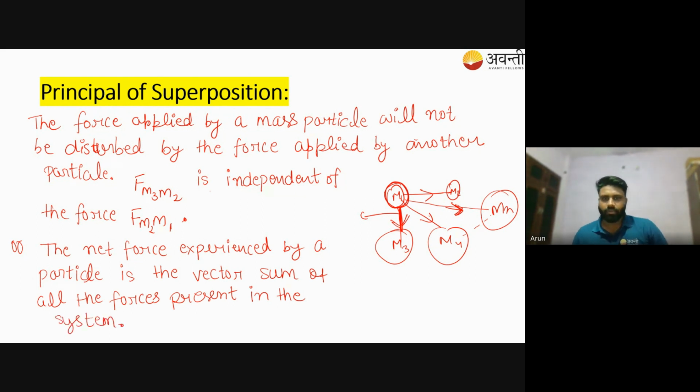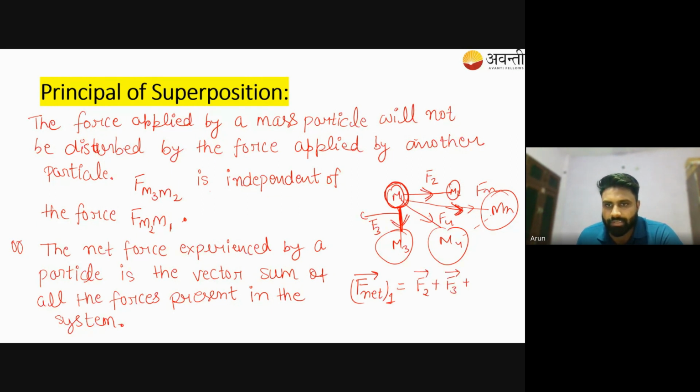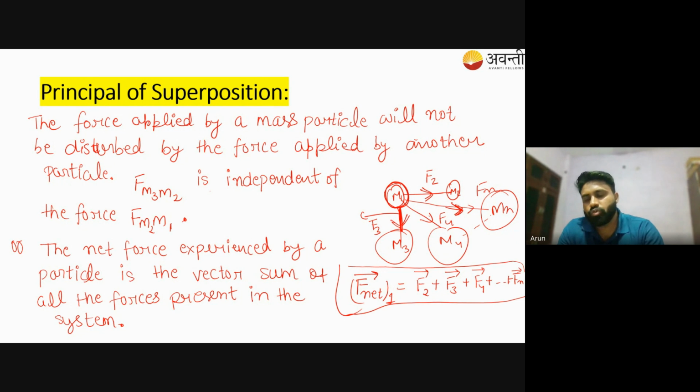Okay, got it? Which means that if I say the force applied by M2 is F2, by M3 it is F3, by M4 it is F4, and by Mn it is Fn, then we can say that the net force on particle 1 is equal to F2 plus F3 plus F4 plus up to Fn. And this is the vector sum, so you have to take care of the direction also. Got it? So this is the principle of superposition.